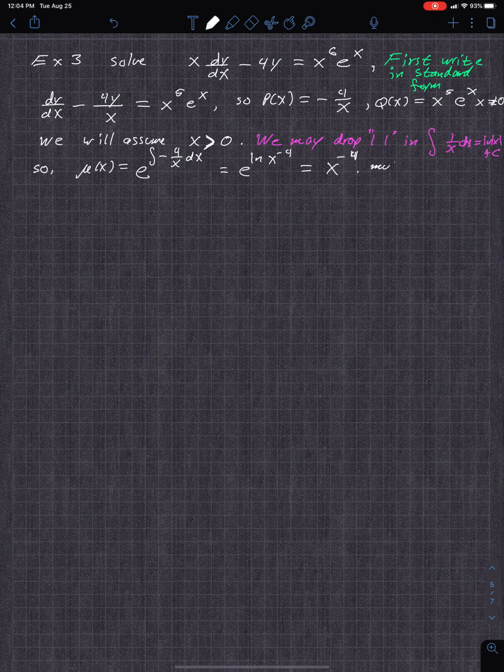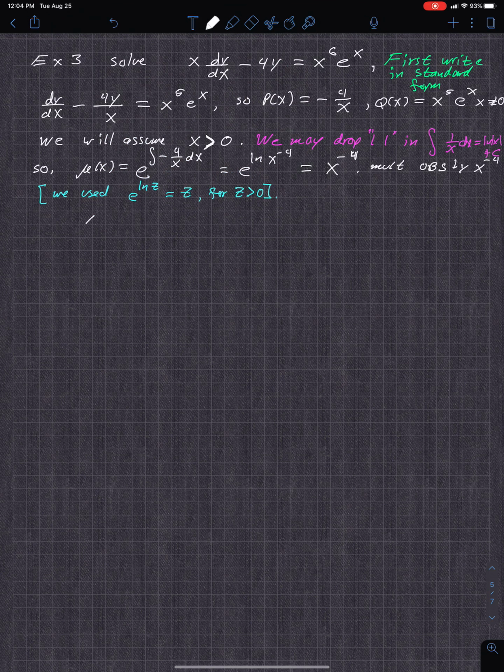All right, so then multiply on both sides by x to the negative 4. Oh, and I wrote this in just so you see it. We used the fact that e to the ln z is equal to z for z greater than 0. Just a little side note there.